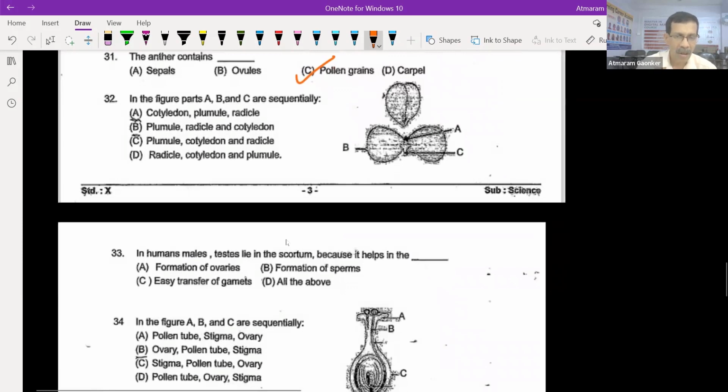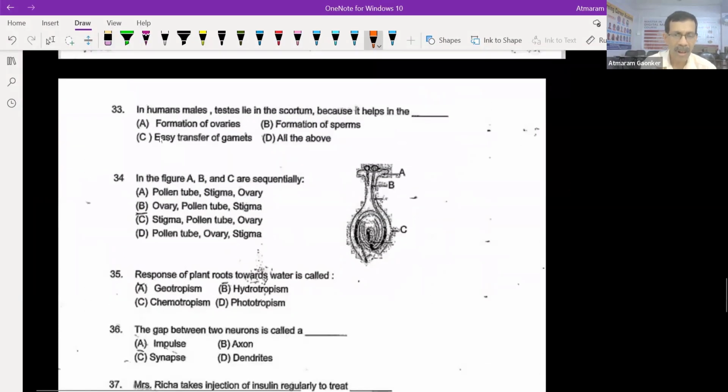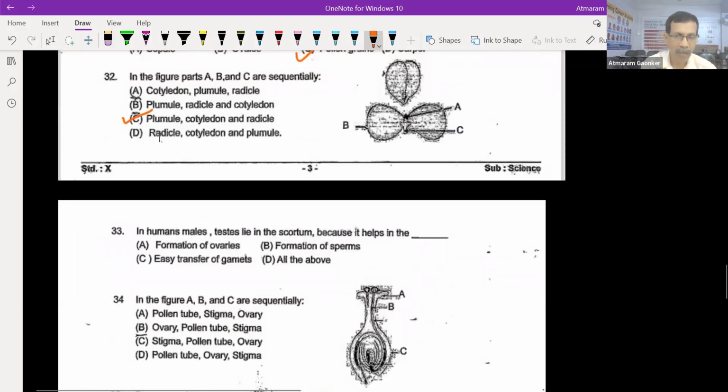And then we are asked to name the three parts here. The three parts, that is this one, and this one. And the three parts are: this is called plumule, this is cotyledon, and this is radicle. And therefore C is the correct option. So here this question is based on the diagram. So you should know the diagram along with their labeling. So please practice the diagram.